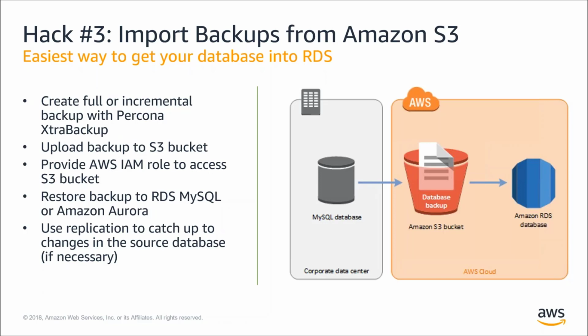Once you've completed the backup, you take the backup files and upload them to an S3 bucket and provide access via an IAM role, an Identity and Access Management role, to that S3 bucket. And then you initiate a restore on RDS for MySQL or Amazon Aurora and point to that bucket. Depending on the data size, it will rehydrate your MySQL database in Amazon RDS or Amazon Aurora. Now, if this is a long process because you have a lot of data, then you might want to use replication to catch up the changes in the existing database into your Amazon RDS database instance.